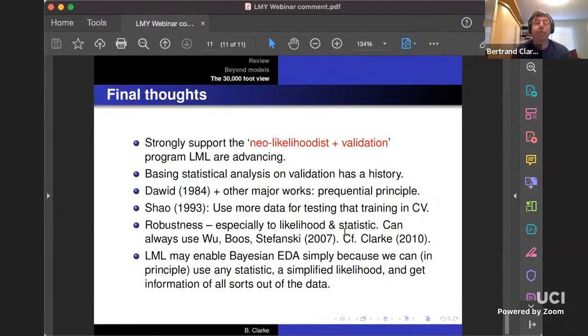So there's a lot more there to discuss, but I'll conclude with the observation that one of the extra strengths that may not have been explored of their proposal is that it enables Bayesian exploratory data analysis simply because we can, at least in principle, invoke a statistic, a simplified likelihood, restricted likelihood if you wish, and get information of all sorts out of the data based on our various choices. And so I'll close by thanking the authors again for a lovely presentation and an excellent paper that I shall reread.